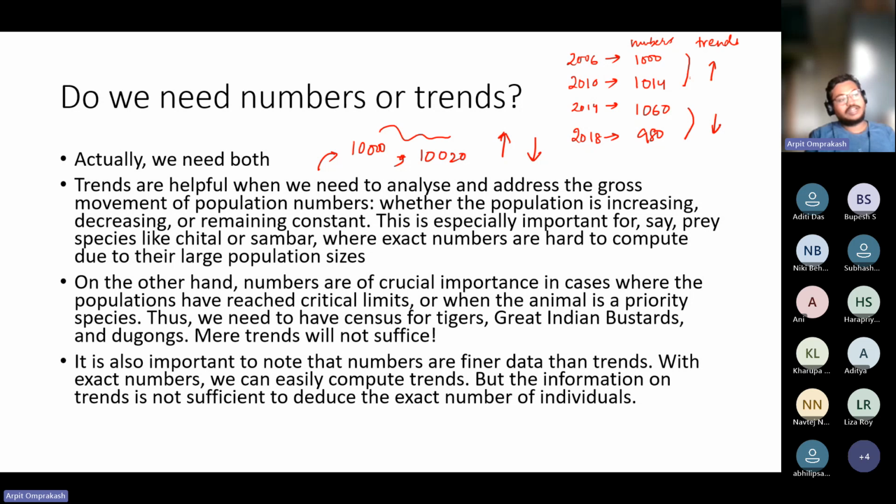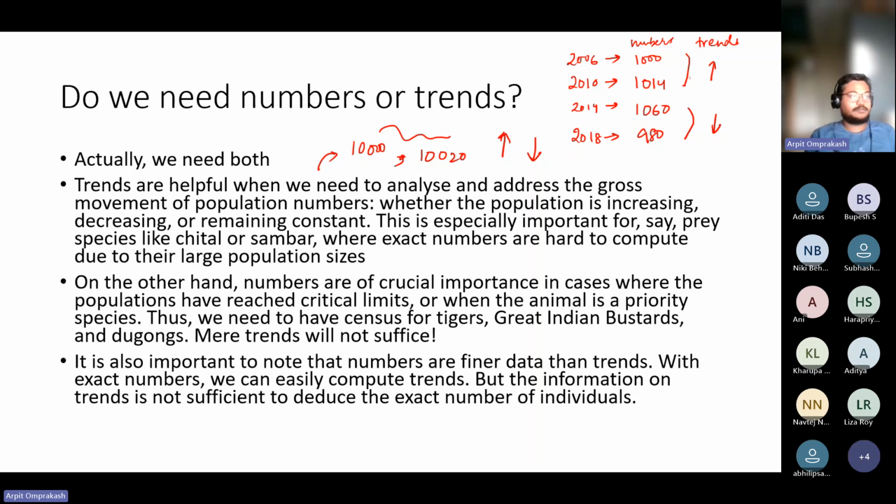So, for example, for tigers and for Great Indian bustards, which are priority species of animals that India is trying to conserve, we generally have a census and we try to estimate the exact numbers of these individuals and where they're found. Right.